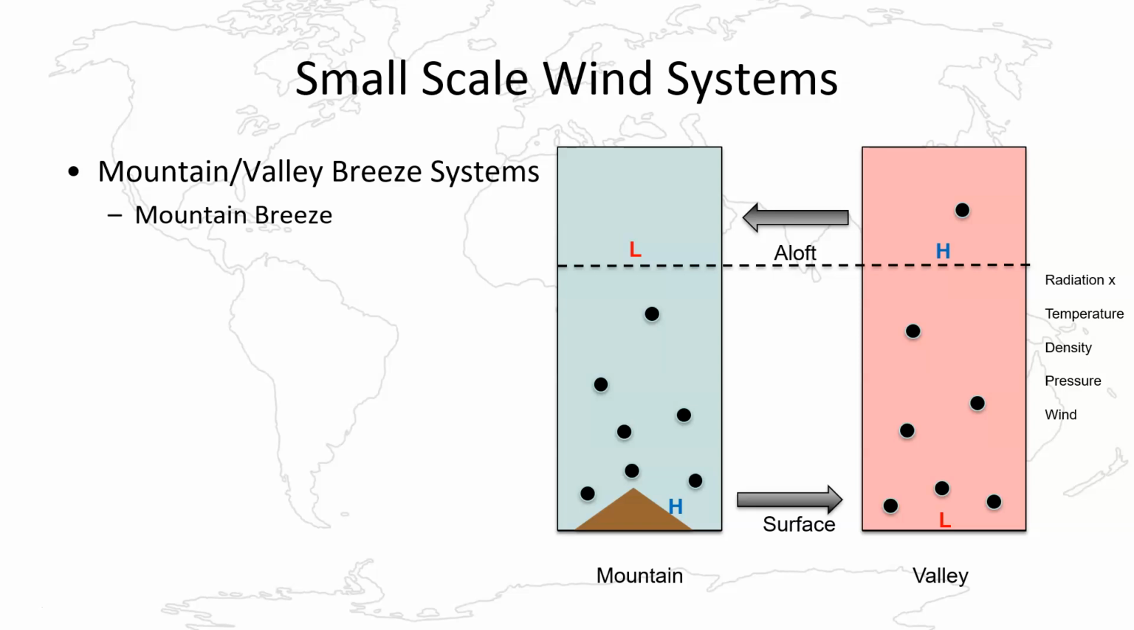Now, winds are going to blow from the mountain to the valley, from this area of high pressure to low pressure. And this is why we call it a mountain breeze, because winds blow from the mountain to the valley at the surface.